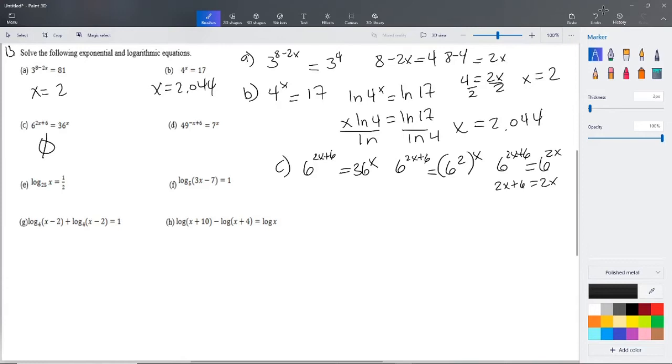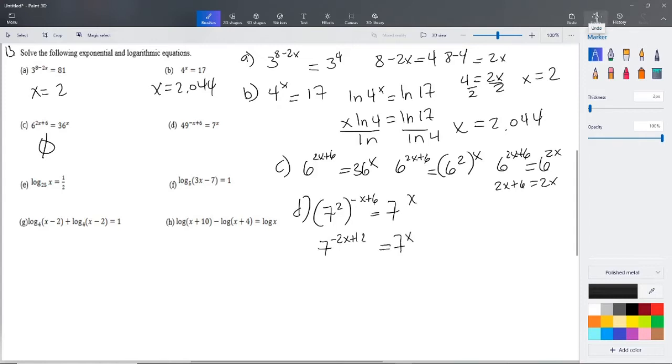All right, part D looks like we're also going to be able to take advantage of the Bros rule again here. 49 is 7 squared, and that's being taken to the negative x plus 6 power, and it equals 7 to the x power. Now we can distribute this negative 2, so this left-hand side is really 7 to the minus 2x plus 12 power equal to 7 to the x power.